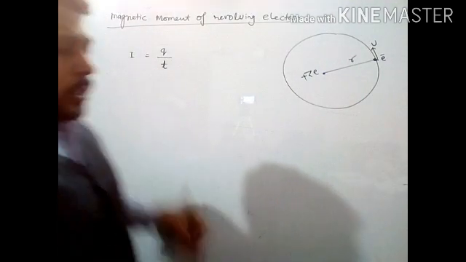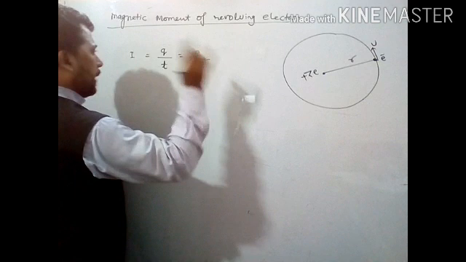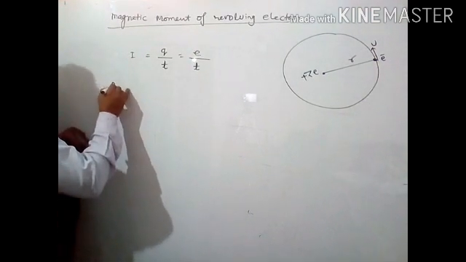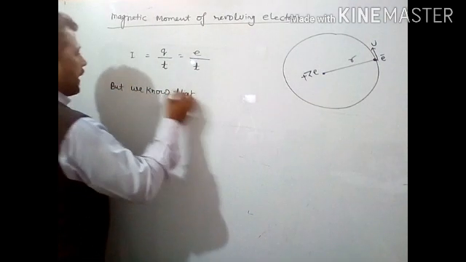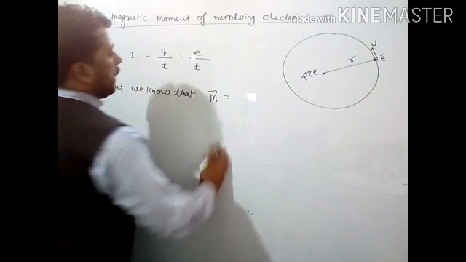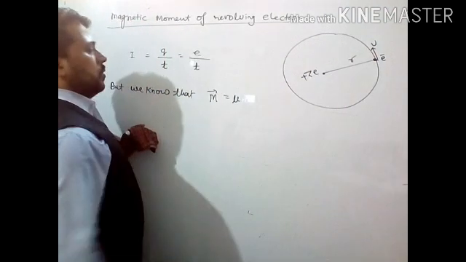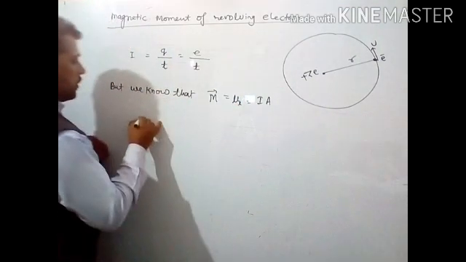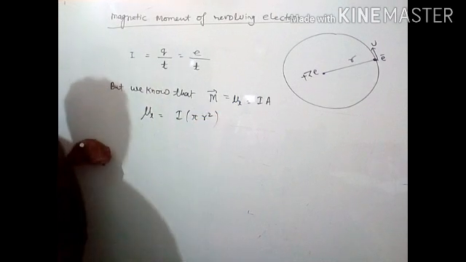Okay, the value of Q for an electron is equal to small e upon T. But we know that the magnetic moment, denoted by capital M and here also denoted by mu, is equal to I into A. So mu L is equal to I into pi r square.